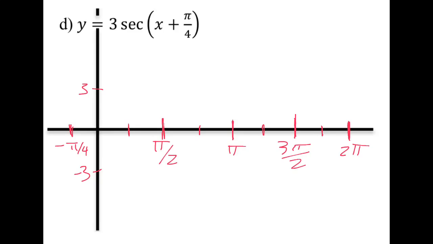Well, secant is the reciprocal of cosine. Cosine starts at its maximum value, but we're shifted to the left, so my first point is going to be there. Then I would have a 0 at the next one, except zeros will be vertical asymptotes because we're graphing a reciprocal. And then my next point is going to be at its minimum right here.